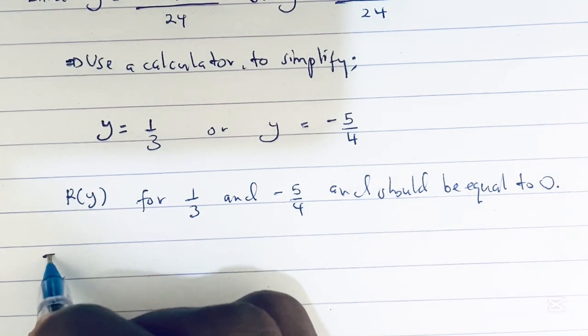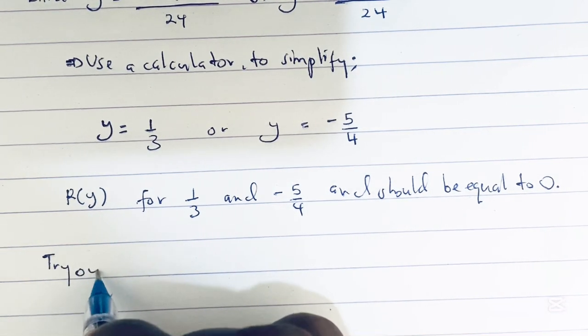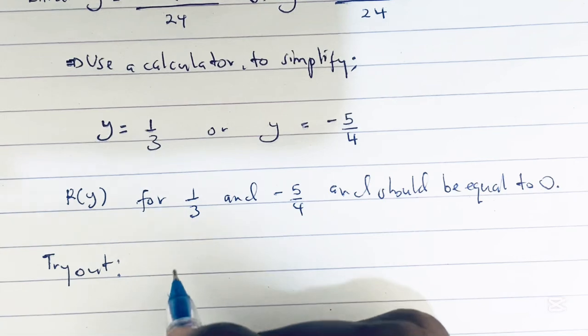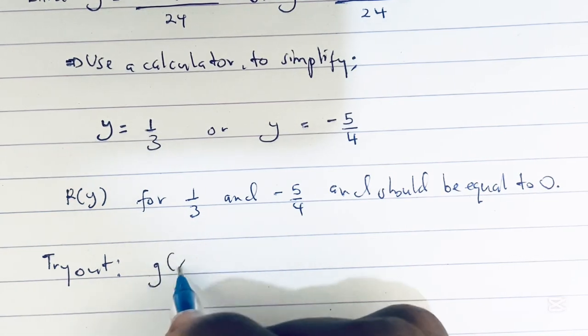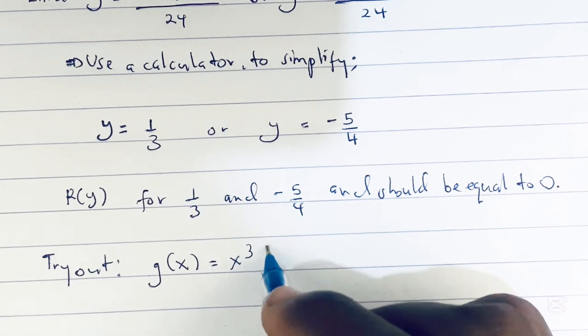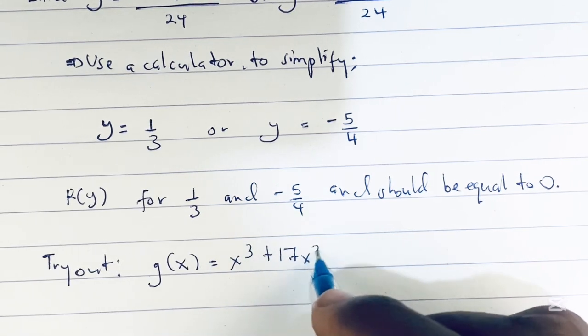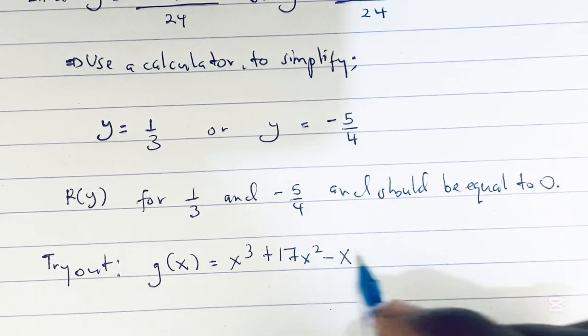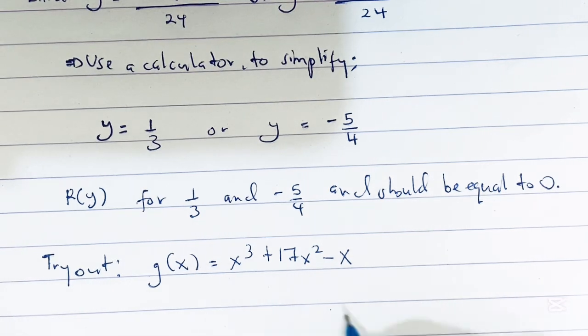So dear fans and viewers, you can try out g of x is equal to x cubed plus 17x squared minus x, and drop your answers in the comment section.